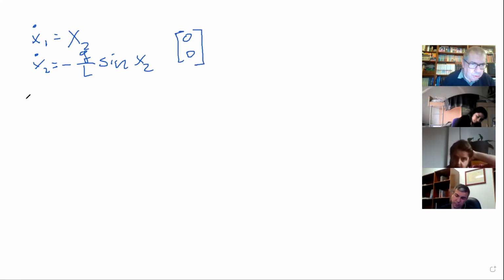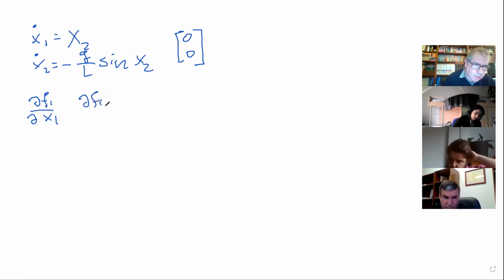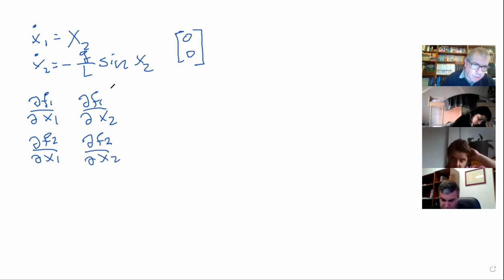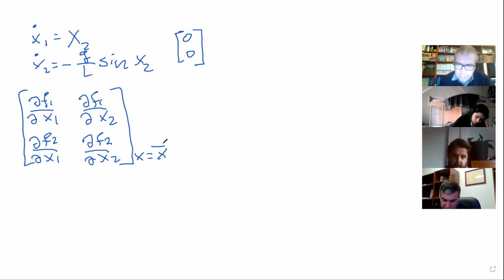And you remember we should compute df1/dx1, df1/dx2, df2/dx1, df2/dx2. You should compute this matrix for x equal to the equilibrium point.